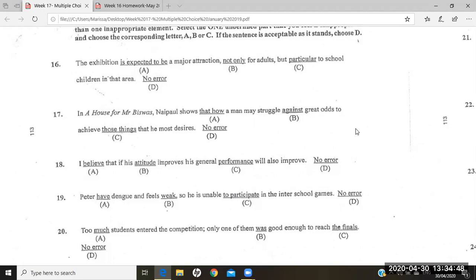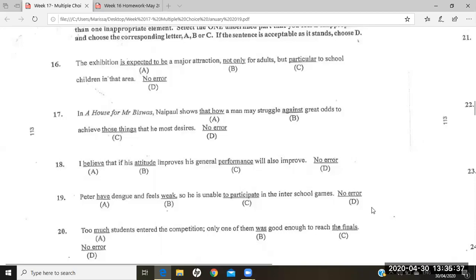Naipaul shows that how sounding off. Yes, the that how is sounding a bit off. What is it supposed to be read as? Do we say shows that how or shows how? Just how, yes. That isn't supposed to be there, so it's just supposed to be shows how. So very good. Number 18. I believe that if his attitude improves, his general performance will also improve. No error. Very good. The answer is D, no error.